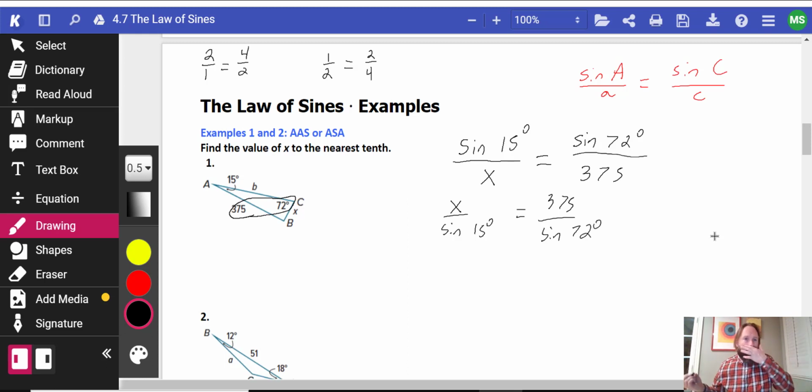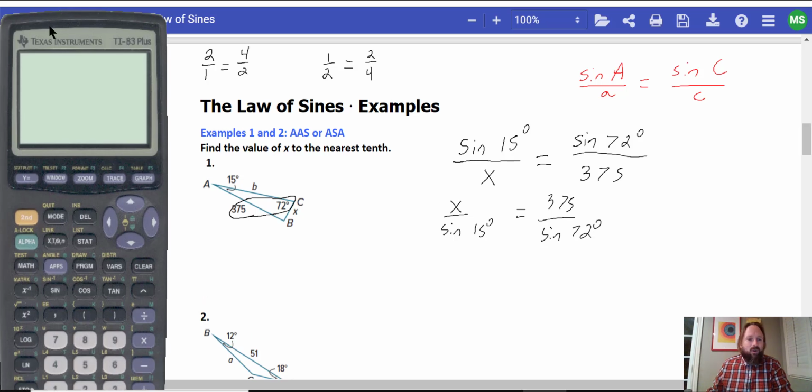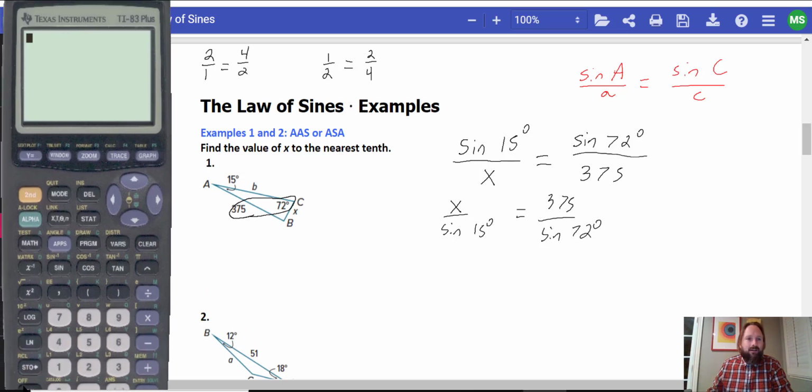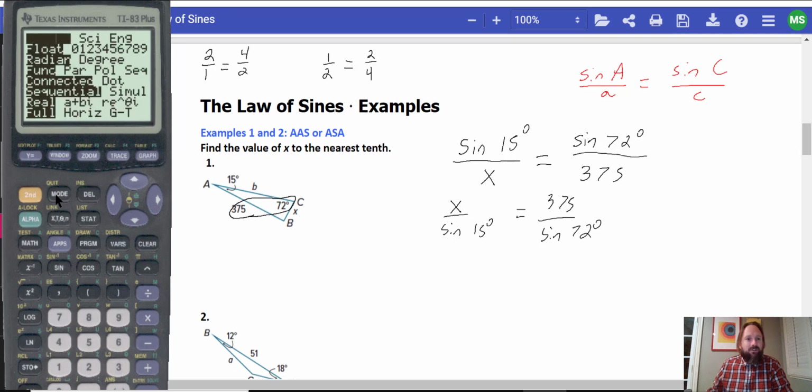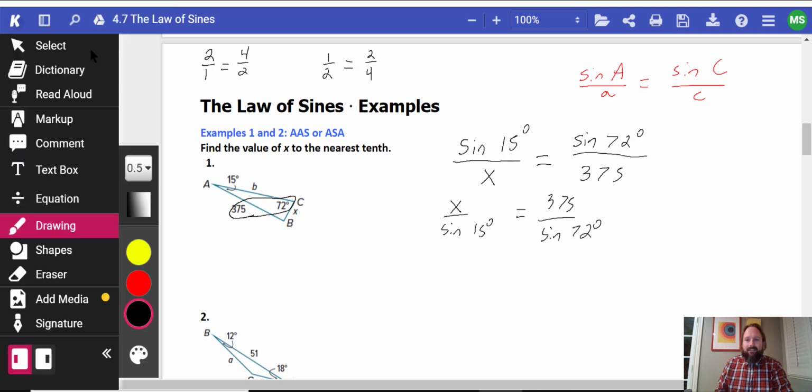And now I can't do anything else without using my handy dandy calculator. So I'm going to have to turn this on and figure out my information. First, I have to make sure that I am in degrees. So I change it to degrees, and then I just pick the sine of 15. I get 0.25, and let's say 9. So right here, I'm going to make this sine of 15 0.259.